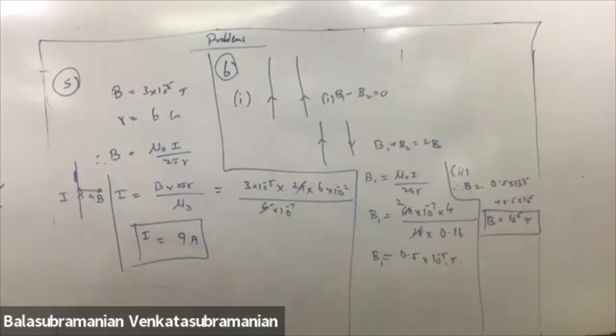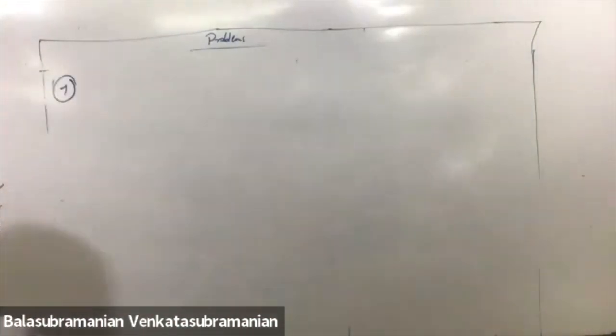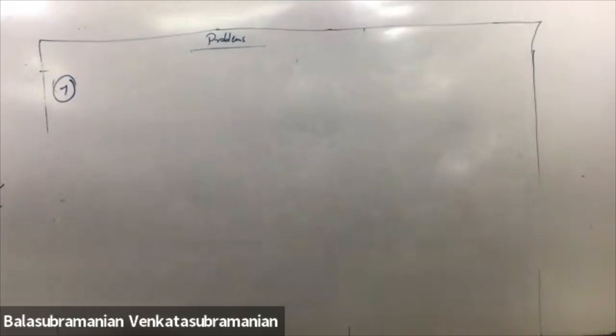Okay, next. Seventh problem. A long straight telephone cable contains 6 wires, each carrying a current of 0.5 ampere. The distance between the wires is negligible. It is very close. What is the magnitude of magnetic field at a distance of 10 centimeter from the cable?